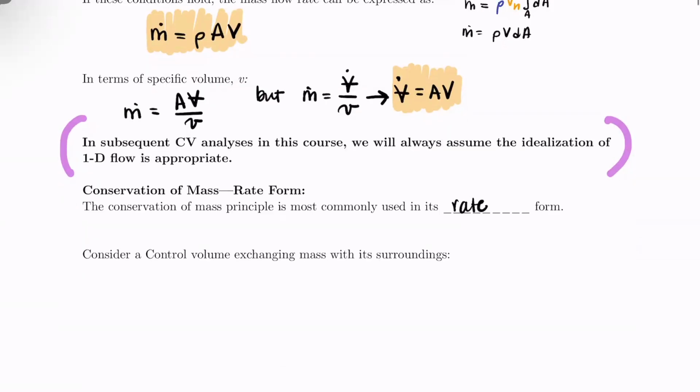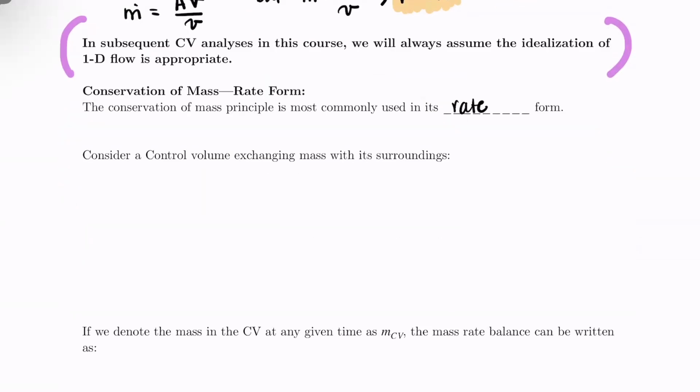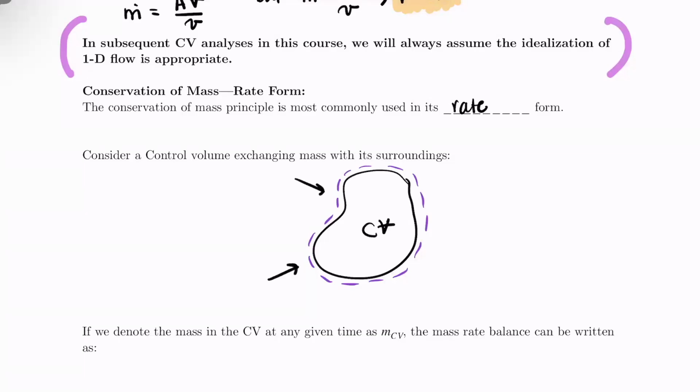So if we go back to considering our control volume, exchanging mass with its surroundings, so we go back to our little blobby and we give it a boundary, which is this. Then now, instead of just having mass coming in and coming out, we have rates of mass coming in and coming out. So we have now m dot in 1 and 2, and then m dot out 1 and 2.